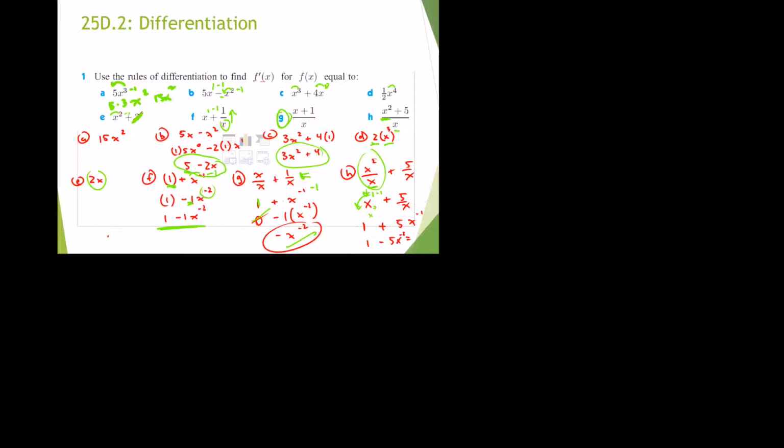Here we have 5 over x. Let's move this x to the numerator. It's going to become x to the negative first times 5. And I'll follow the same process. 5 times negative 1 gives you negative 5. Negative 1 minus 1 gives you negative 2.